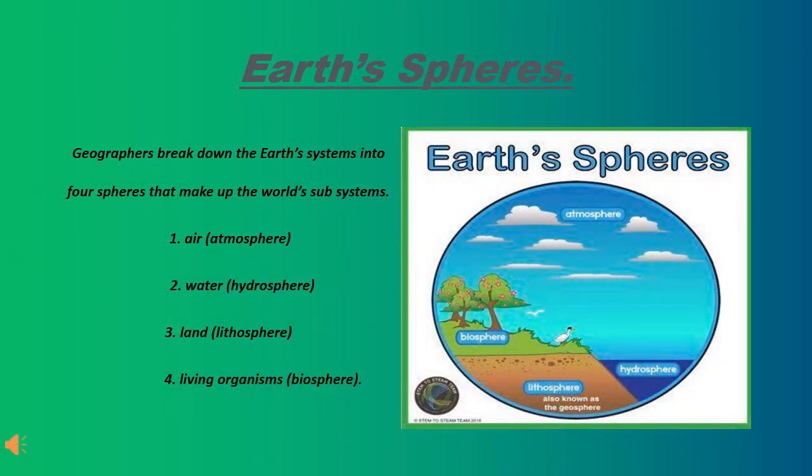Earth spheres. Geographers break down the Earth systems into four spheres that make up the world's subsystems. Number 1. Air, atmosphere. Number 2. Water, hydrosphere. Number 3. Land, lithosphere. And number 4. Living organisms, biosphere.